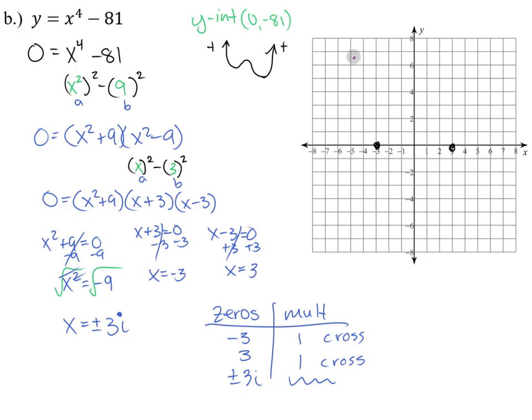So let's see, I come in from above. At negative 3, we're just crossing. I guess if you want, you can make it look like it goes way down to negative 81 and then comes back up. And then at positive 3, we're also just crossing. And that's it. We don't graph imaginary solutions. That just means it only crosses twice out of the 4 possible times, because 2 are real and 2 are imaginary.